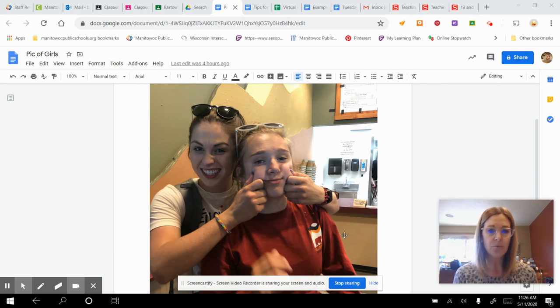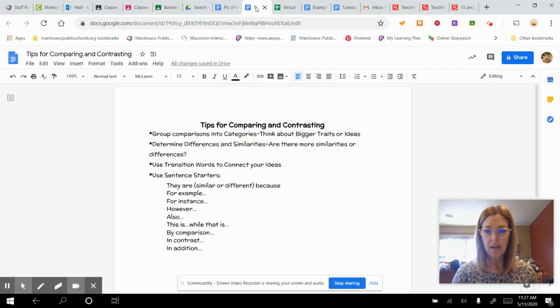So if I were to write a comparison and contrast paragraph about Tatum and Morgan, I would want to focus on how, although they have some differences, they have a lot of similarities. So what I want to show you today is that I will share this anchor chart with you, but as we are comparing and contrasting, here are some tips.